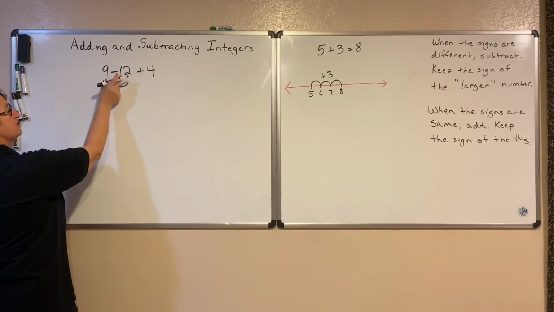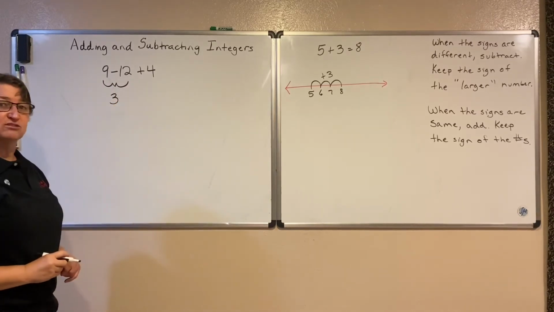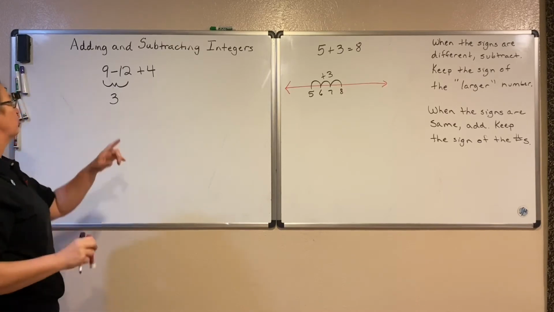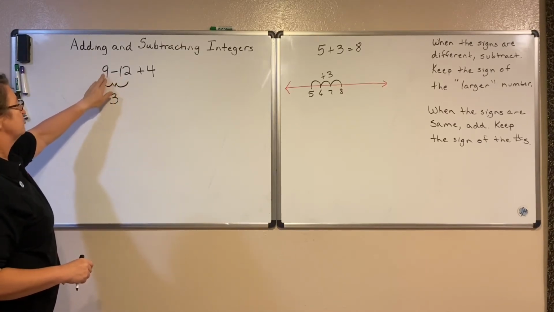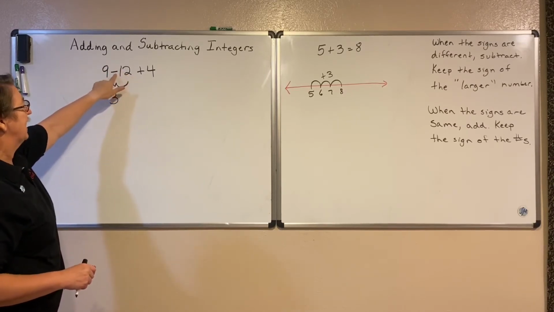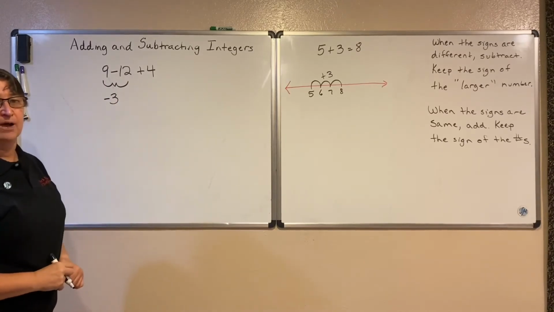So I'm really subtracting. 12 minus 9 gives me 3. And then I'm going to look to see which one is the larger number. Which one of those is larger? Well, 12 is bigger than 9. So I started in positive land, but because this one was bigger, I ended in negative land. So because 12 is bigger, I'm a negative 3.